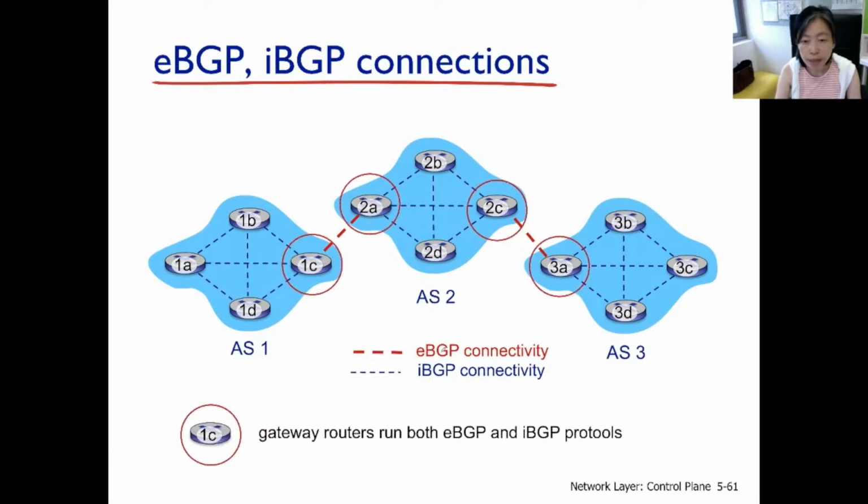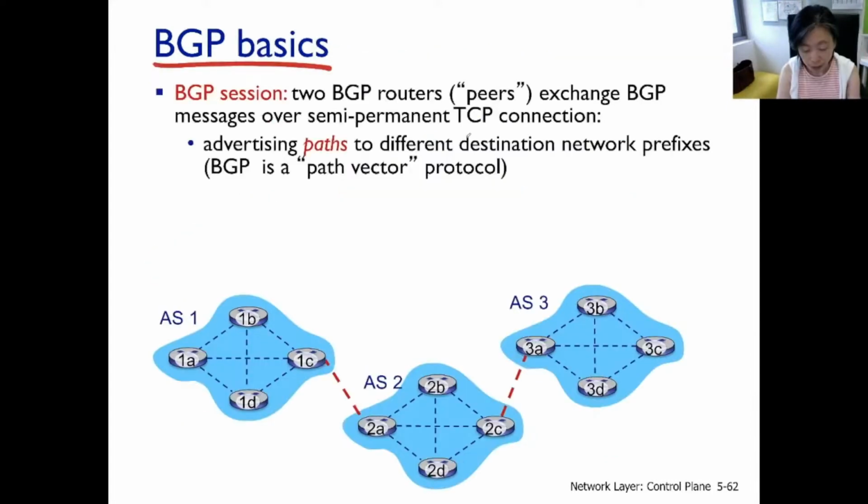So once again, these are gateway routers, and you see them having both the red connections and the blue connections. They run both the eBGP part of the protocol as well as the IBGP part of the BGP protocol. Those BGP connections are often referred to as BGP sessions. So these routers will exchange messages over semi-permanent connections. The reason they're called sessions is probably because it's semi-permanent, so it's on all the time, and occasionally you take it down and then restart it. So semi-permanent TCP connections.